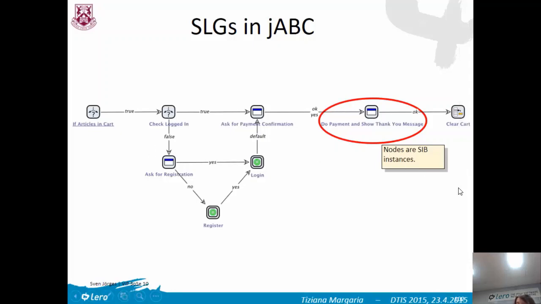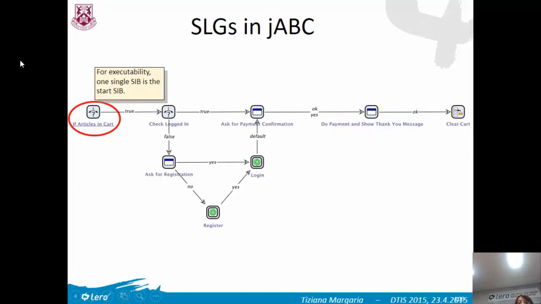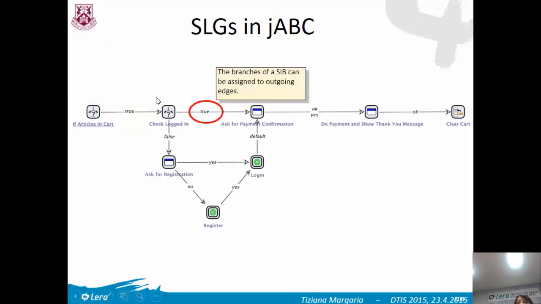And, okay, for executability, only one can be the start SIB, and it is the one that is underlined, okay. So you start here, not there, not there. Every time that you execute, you start here. Then there are branches. You have nodes and edges. The edges are basically branches. They are the outcome. They represent the outcome, so to say, of executing certain actions.